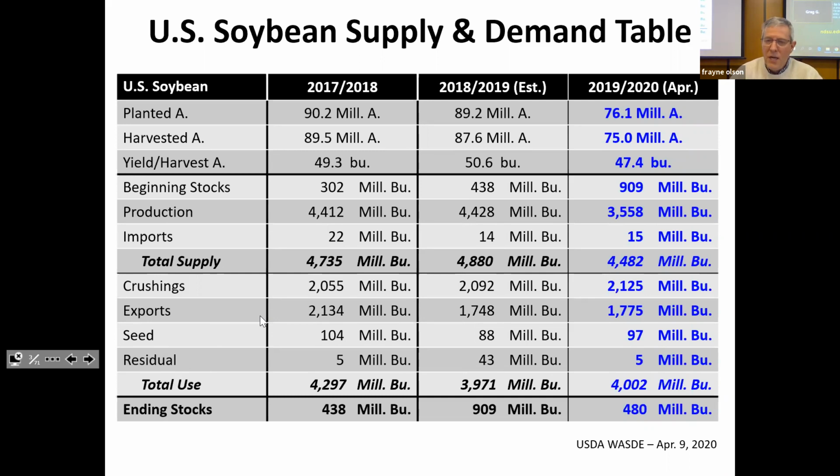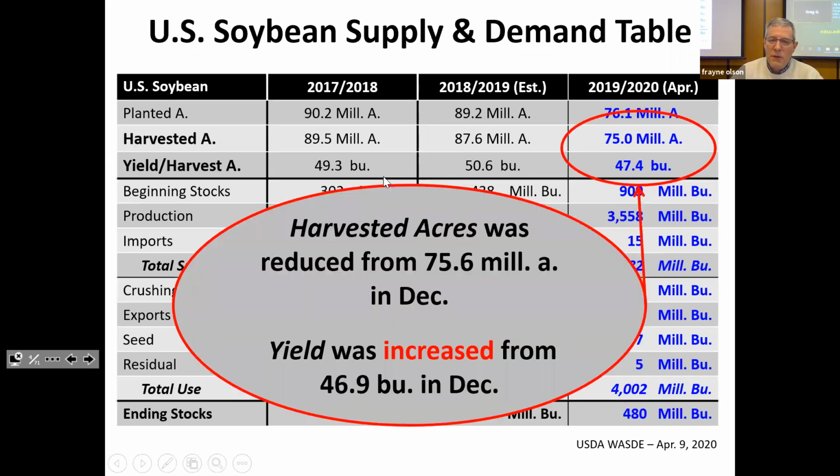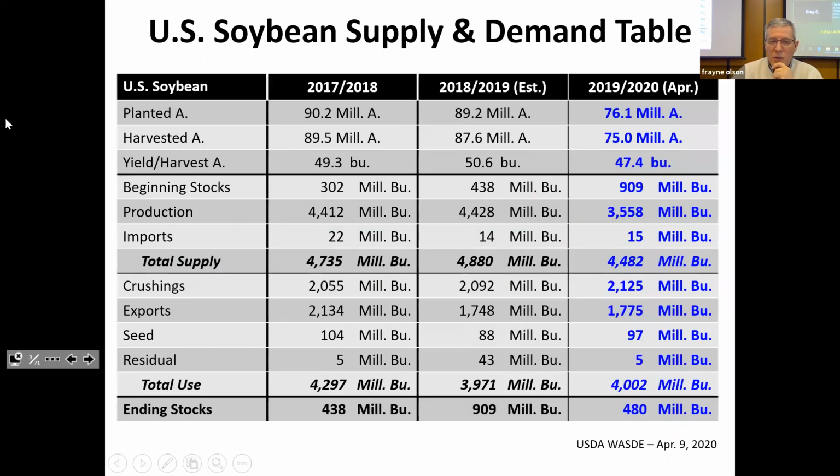So let's start at the top. Let's see if I can get, there we go. Let's start at the top now. Oh, let me go back up. So the top half is supply, the bottom half is usage. On the far right-hand column in blue is the April forecast, the April estimates for the old crop soybeans.